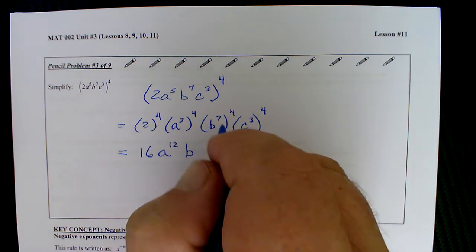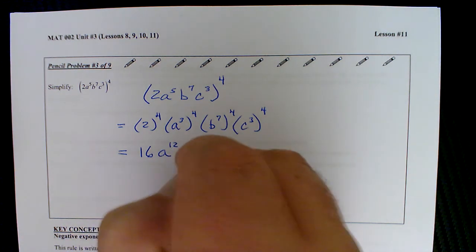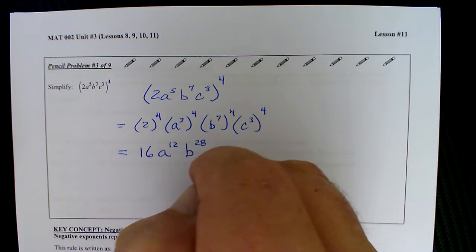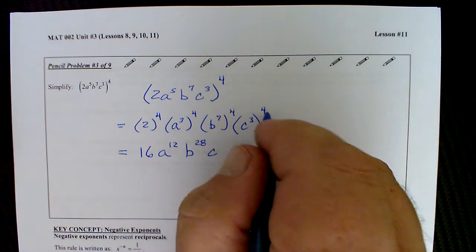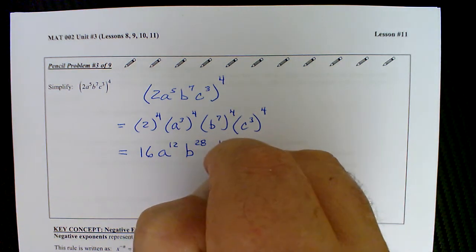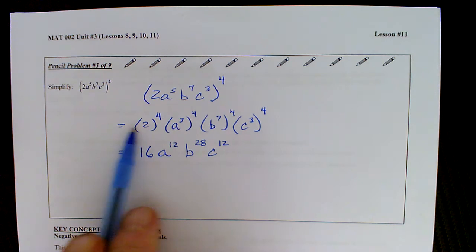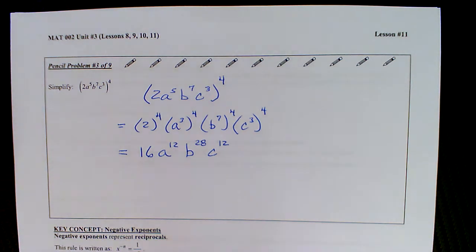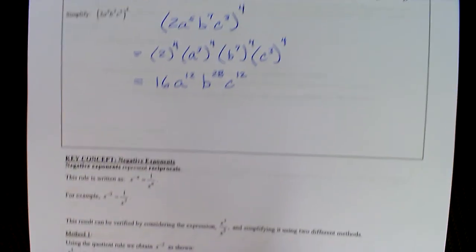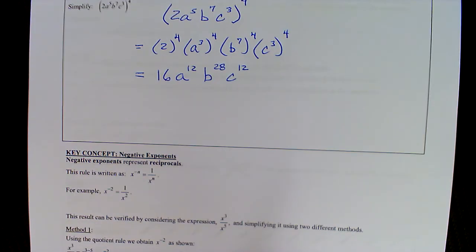Similarly, b raised to the 7 times 4 is 28. And c raised to the 3 times 4 is 12. And again, if you're proficient enough to skip the middle step, that's great. But when you see this for the first time, maybe it is helpful to show that middle step.